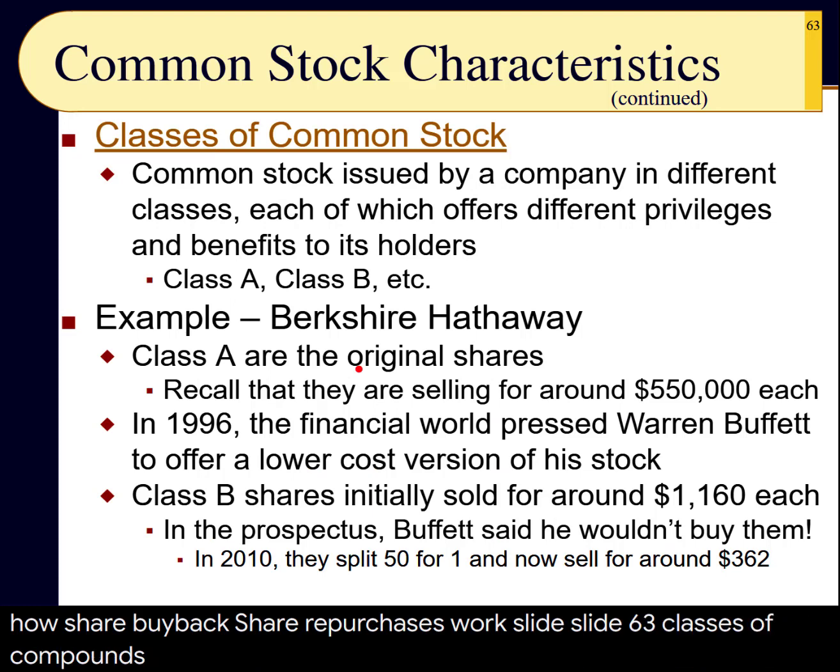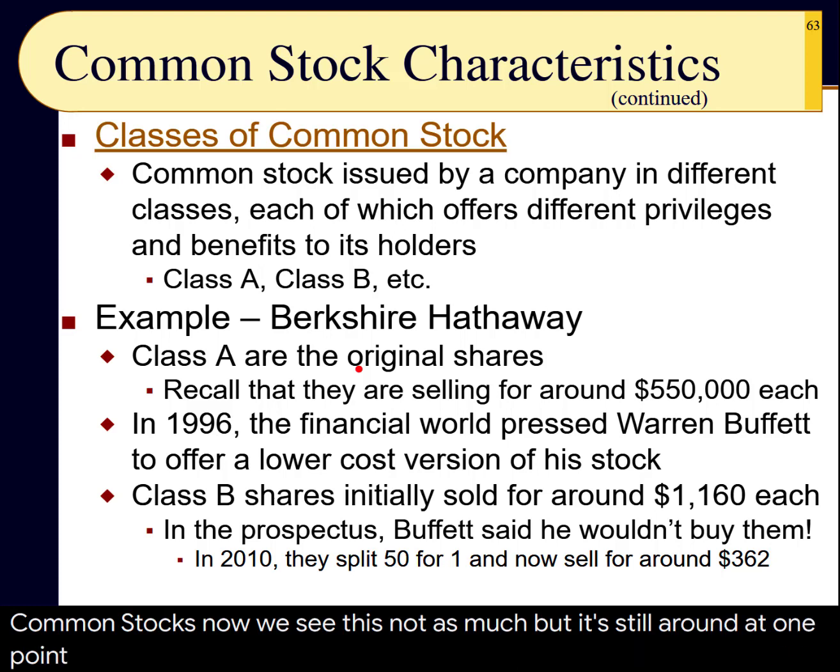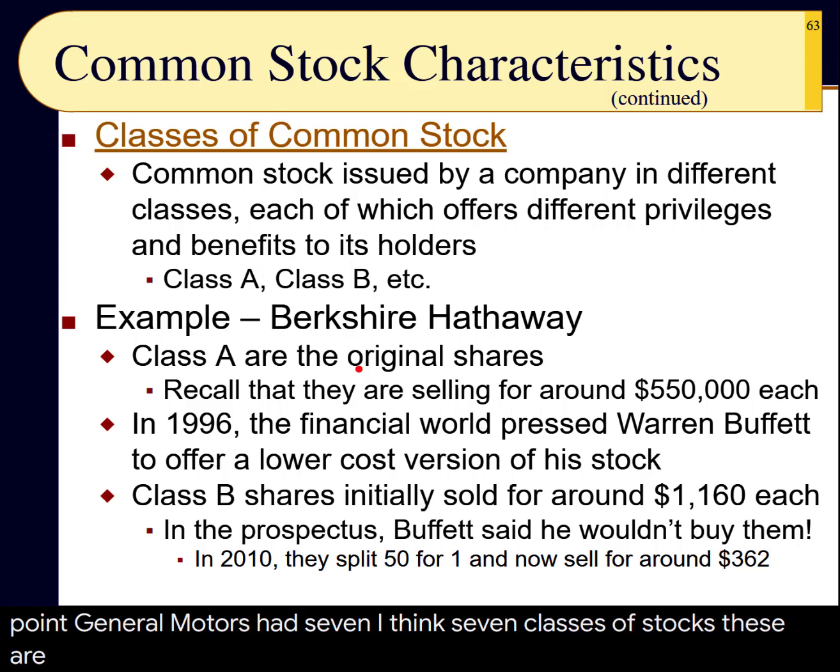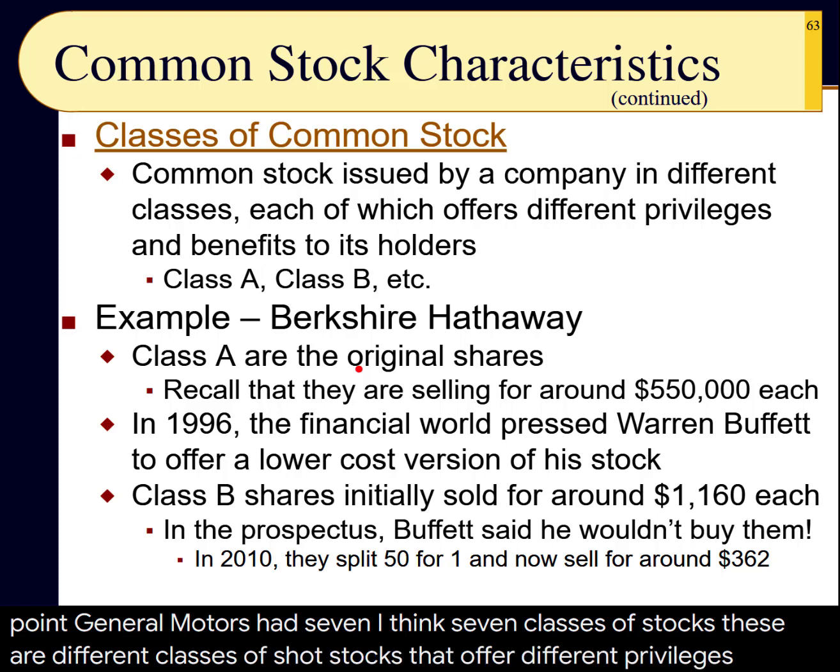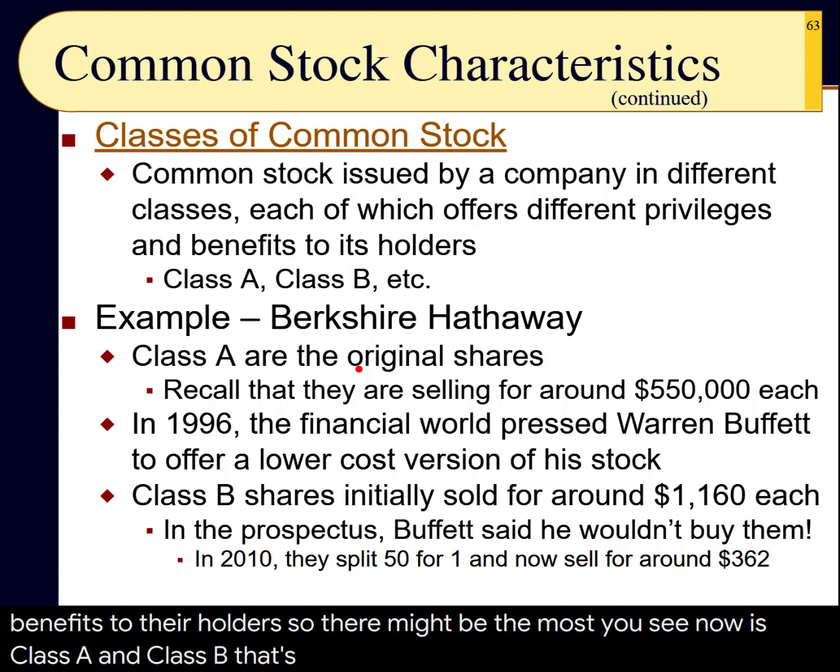Classes of common stocks. Now, we see this not as much, but it's still around. At one point, General Motors had seven classes of stocks. These are different classes of stocks that offer different privileges and benefits to their holders. So there might be, the most you see now is Class A and Class B. That's mostly what you see.